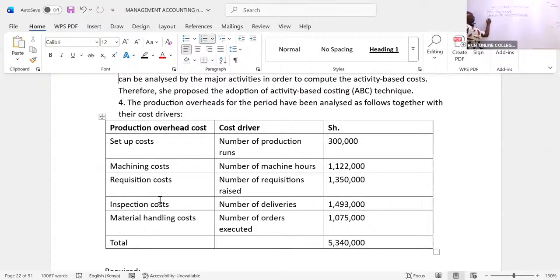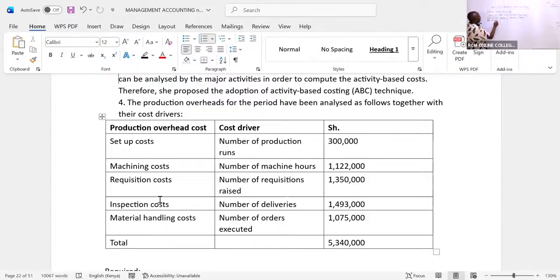So we have the cost drivers. I'm just copying the way they are. So remember these cost drivers. You shall be doing this for sofas, for tables and the beds. Tables and beds. So we start with setup costs.